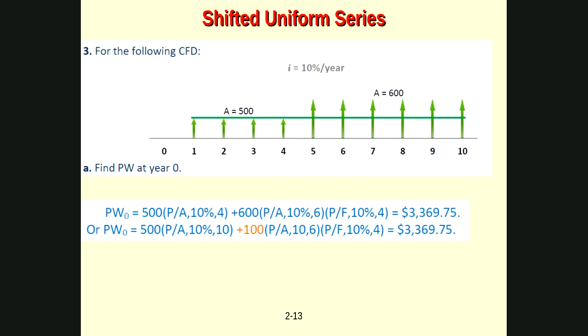This is another example. It shows you a series of values that equal 500 starting from year 1 to year 4. But then from year 5 to year 10, another series with 600 started.